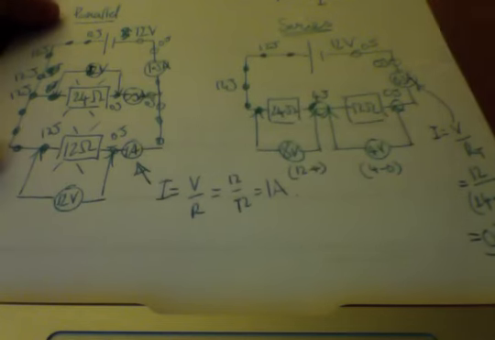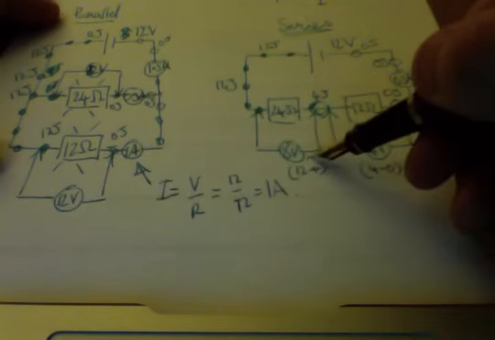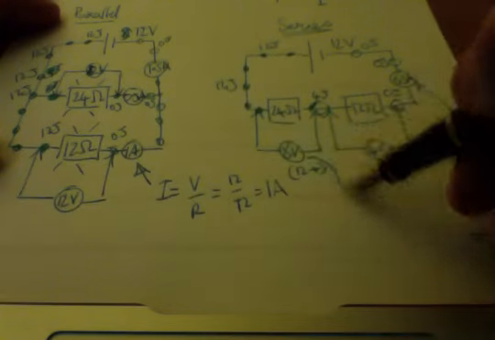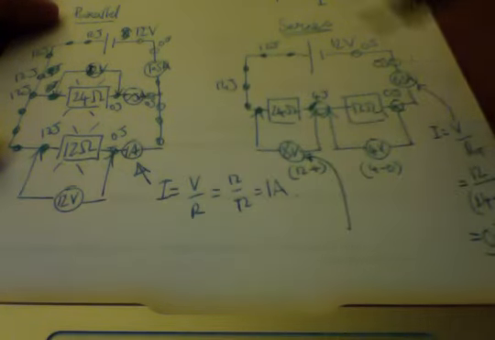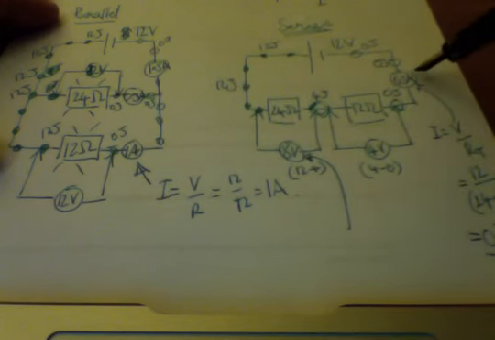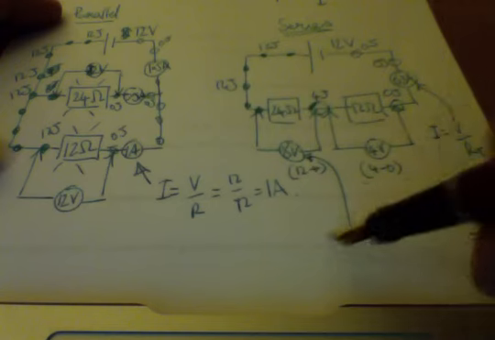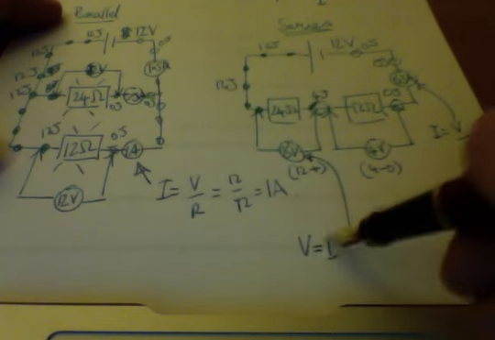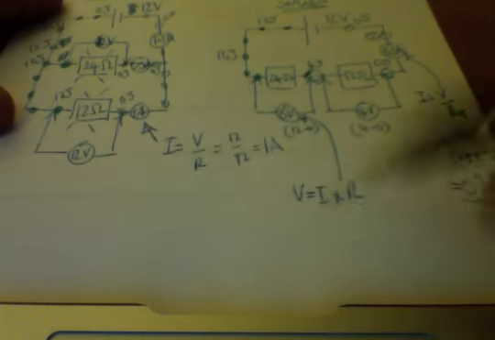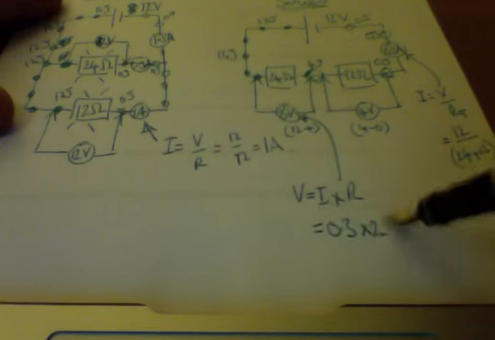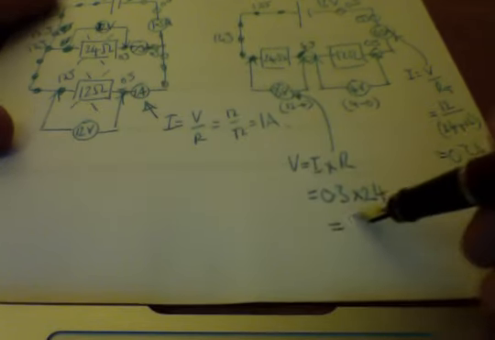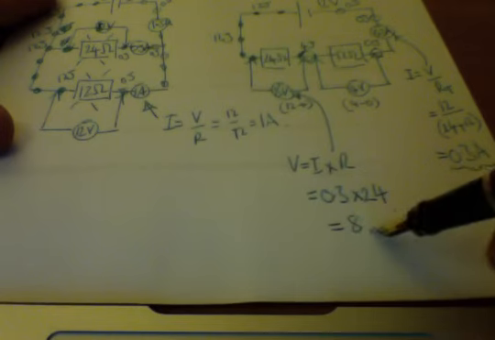Not bad. Lastly, if you were having trouble wondering how to work that out because the ratios weren't as easy to work out, you could say to yourself, because you knew that we had 0.3 amps flowing through, that the voltage is going to be the current times the resistance. 0.3 amps times 24 gives you 8 volts.